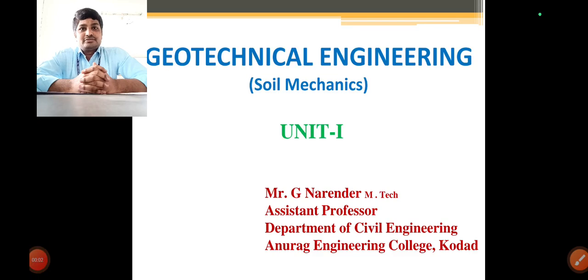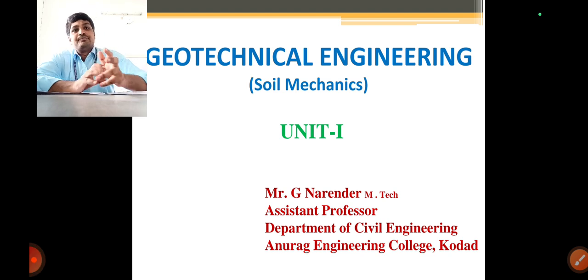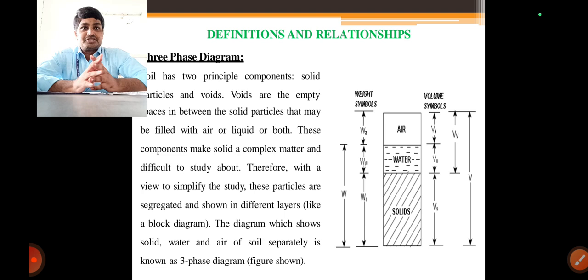Dear students, in this video I am going to explain the important relationships between soil properties. For this explanation, we need to understand the different definitions and relationships. First of all, when we observe the soil mass, the soil contains three components. The first one is solids, the second one is voids, the third one is air.